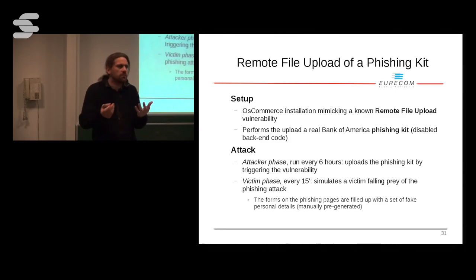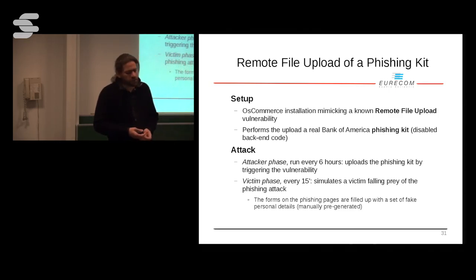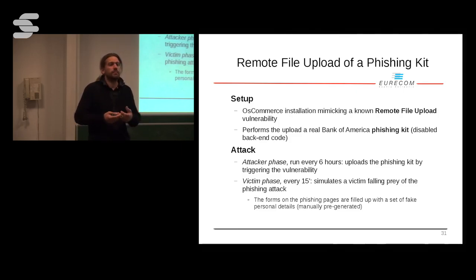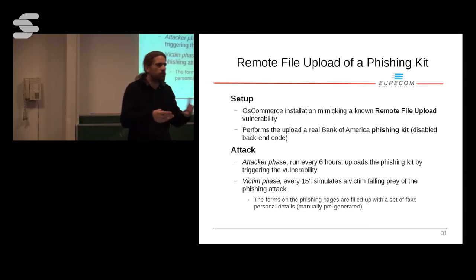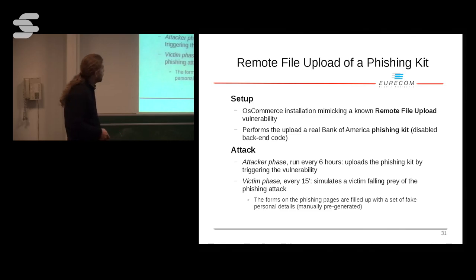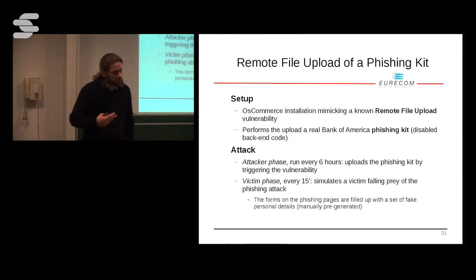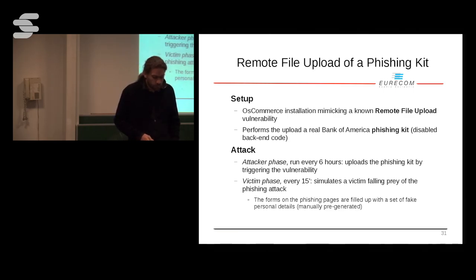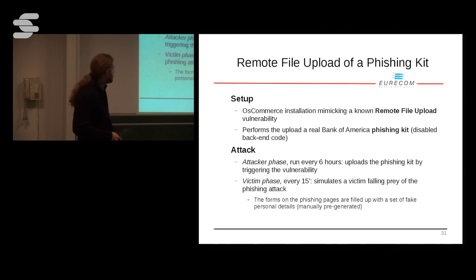Then we tested a phishing kit. We took a real phishing kit for Bank of America, with osCommerce, again with a real remote file upload vulnerability. On this phishing kit, we disabled the backend code, right? So even if someone, by miracle, gets on this web page, he's not going to be able to actually submit his bank details. However, most of the files are still unmodified. Every 6 hours, the attacker that we simulate uploads the phishing kit by using the vulnerability. And every 15 minutes, we simulate a victim falling into the trap and typing some fake banking details or login accounts. The forms on the phishing pages are filled with some prepared data.